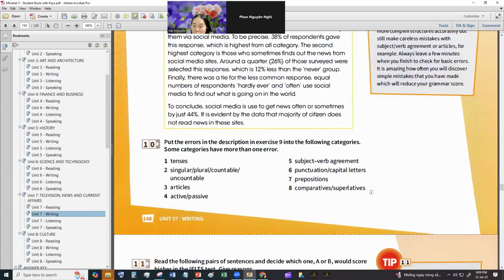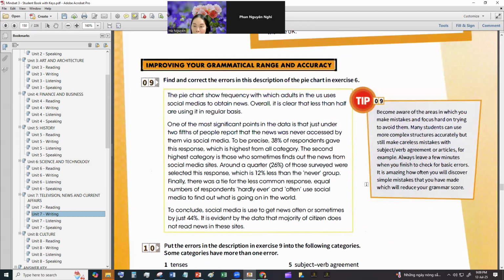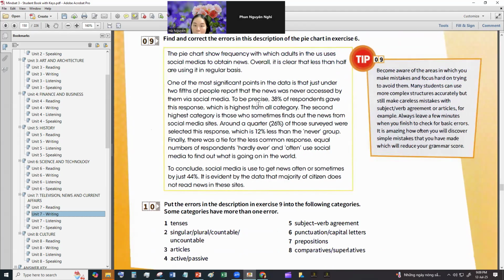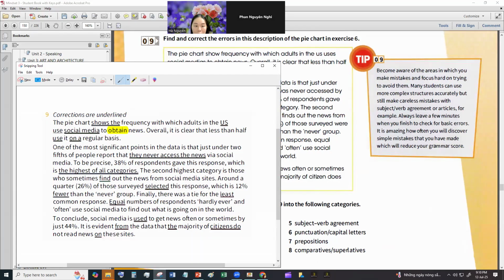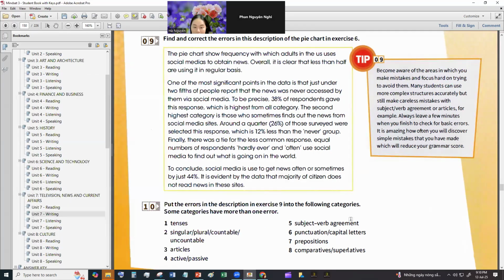Well, this one is not that difficult, so I'd like you maybe to do that at home. Look at the writing again, and you can copy the correction, and just have a look at the mistakes and categorize the mistakes. Okay, so exercise 10 is for you to do at home. Categorize those 18 mistakes into the 8 categories here.